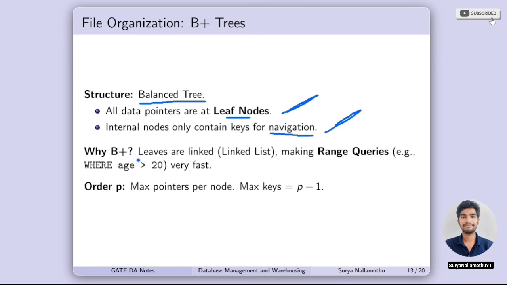And why do we need B plus trees? Leaves are linked in a linked list format, which is helpful for range queries. For example, in a range query like age greater than 20, it will be very fast for getting the results. So that's why we are using B plus tree concepts here. In the order P, the order P means the maximum pointers per node. For maximum keys per node, the formula is P minus 1.